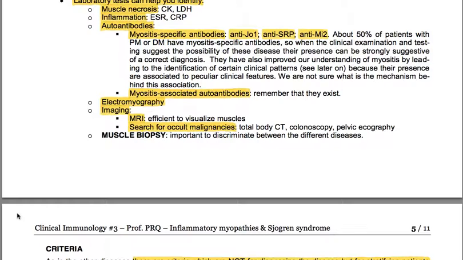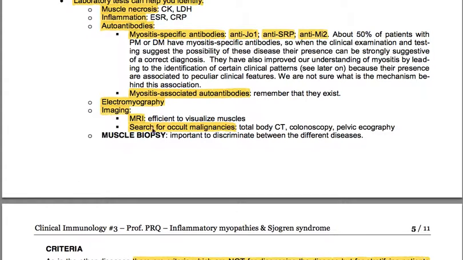They have also improved our understanding of myositis by leading to the identification of certain clinical patterns, because their presence is associated with peculiar clinical features. We're not sure what the mechanism behind this association is. And we also have myositis-associated autoantibodies; remember that they exist. We have electromyography as another laboratory test.